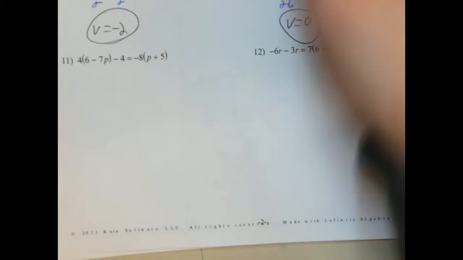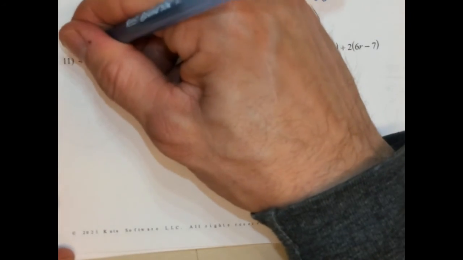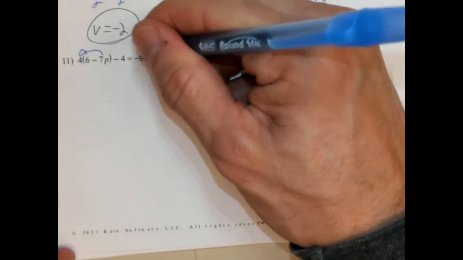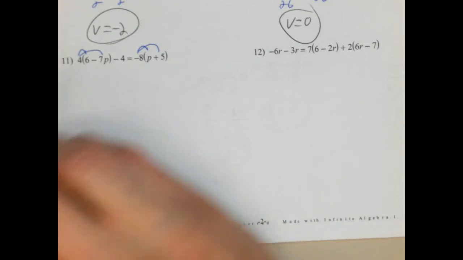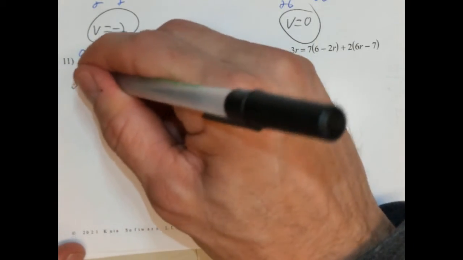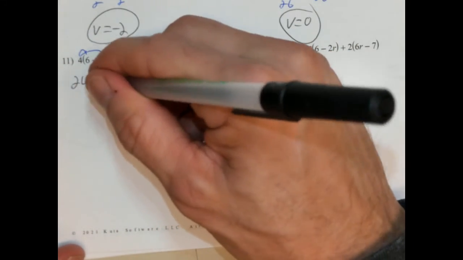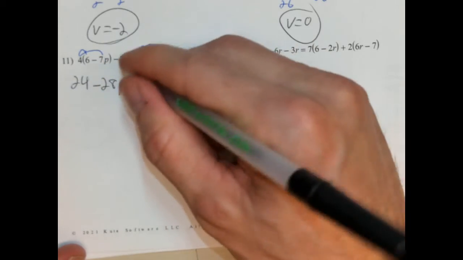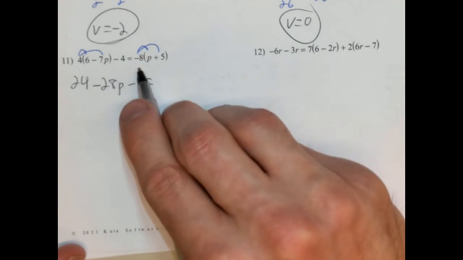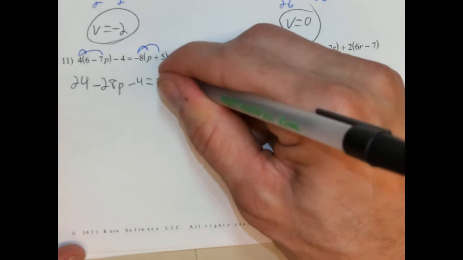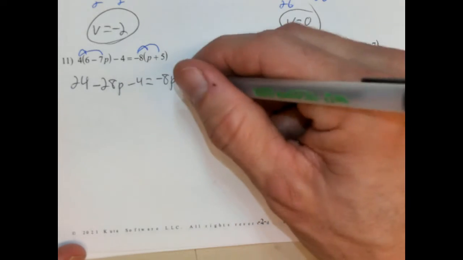Last two. Here we go. So we're going to distribute this 4. And we're going to distribute this negative 8. So 4 times 6 is 24. 4 times negative 7p is negative 28p. Minus 4 equals negative 8 times p is negative 8p. And negative 8 times 5 is negative 40.